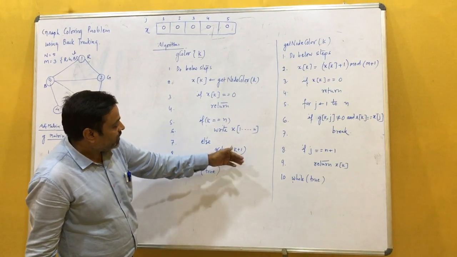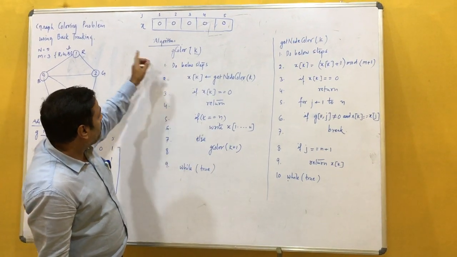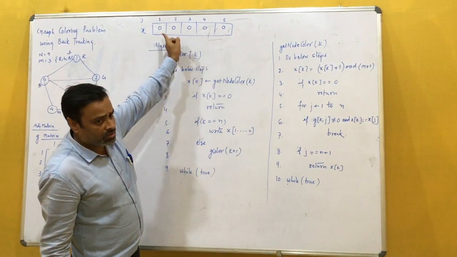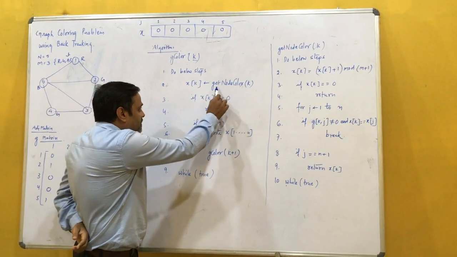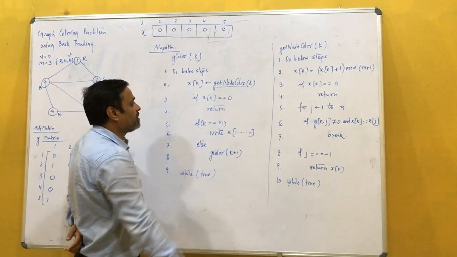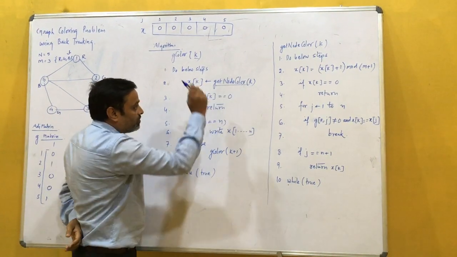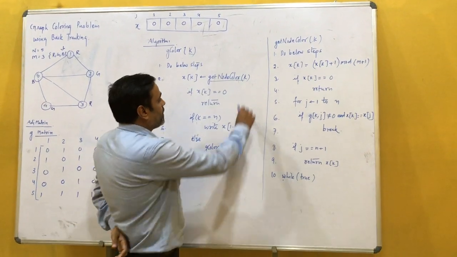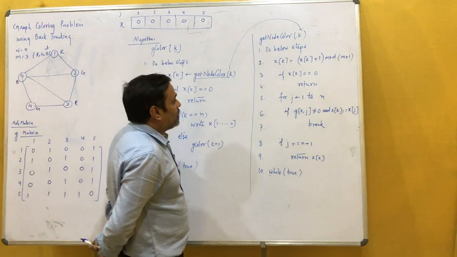Okay, so for the next node I will get the color, and in this way this whole algorithm will work, and eventually we will get all the colors for all the nodes. Now the question arises: since I was assuming that this is getting me the appropriate color, how will this function work? Now come here, I am passing the kth node to get node color.